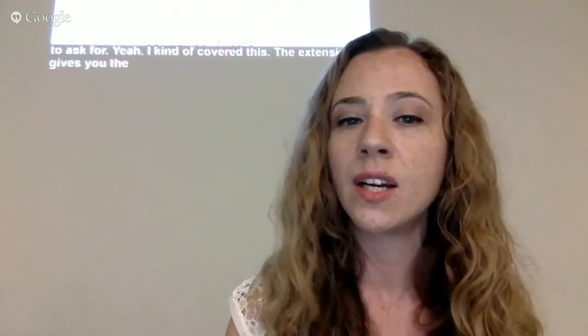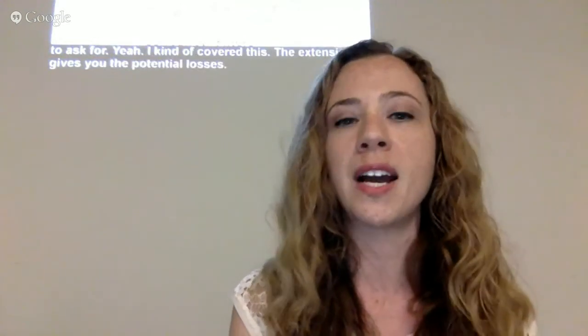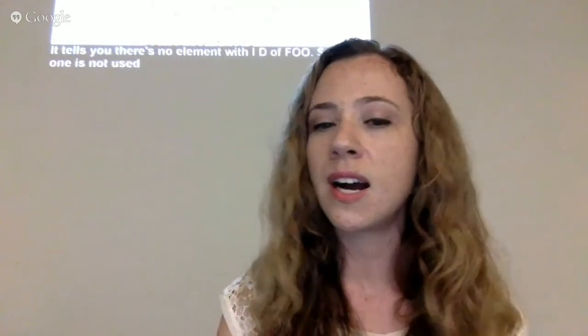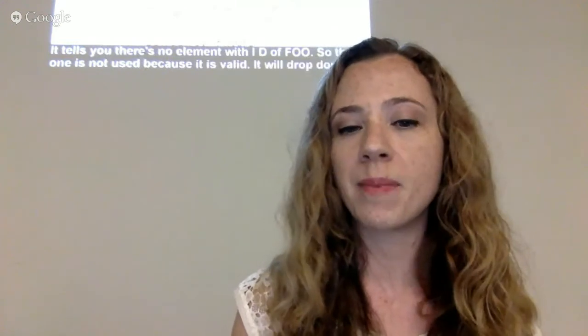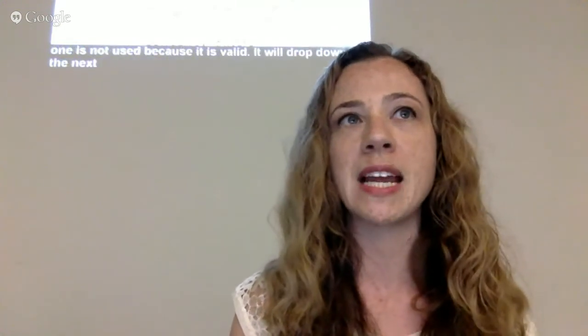The extension gives you the potential sources. In this case, it's saying we've got an aria-labelledby attribute that is invalid. There is no element with an ID of foo. So it's saying this one isn't used because it's not valid, so it'll drop down to the next one, which is aria-label. The aria-label filters, and the content also filters, but we're saying that's been overridden.